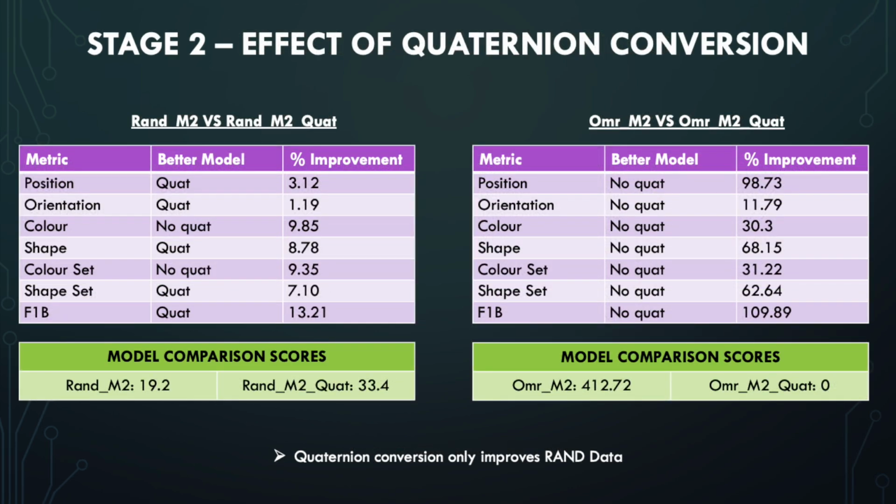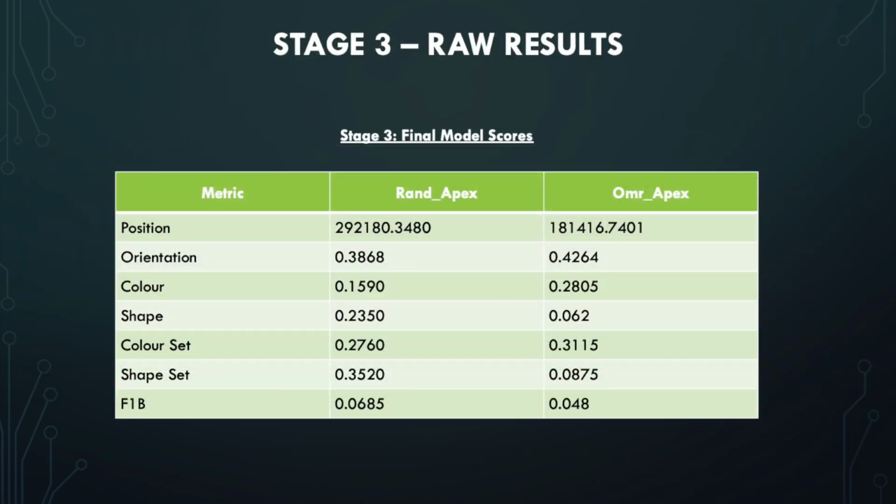Quaternion conversion provided a similar result, with the model trained on RAND data performing better with the conversion and the OMR trained model performing much worse. This again may be because of the increased complexity of the OMR assemblies, thus requiring the accuracy of their original rotation matrix. The final Apex models are intended to have the highest performance by utilizing the M2 tokenizer with a vocabulary size of 140 and all the pre-processing steps from Stage 1 and 2.